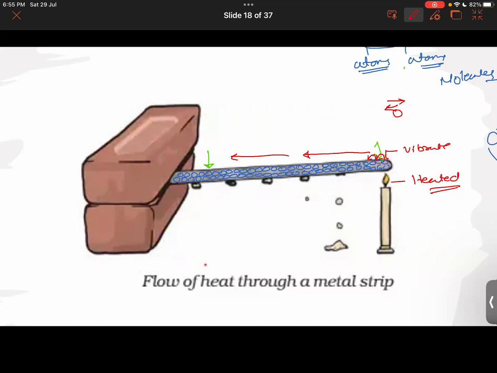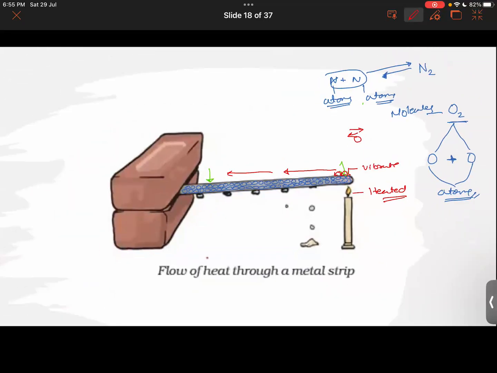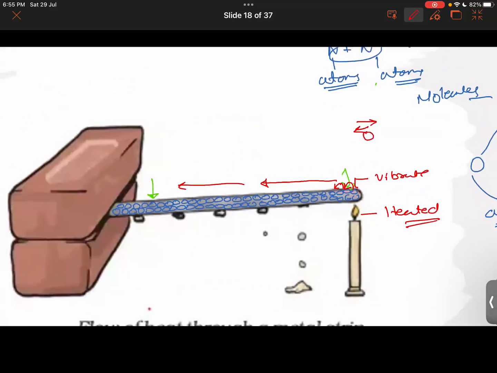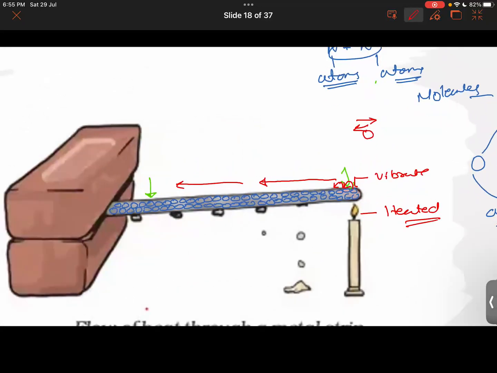So we can say that this method of transfer of heat from a hotter part to a colder part of an object due to collision of its particles without actual movement of the particles from their position is called conduction. Let me repeat it. We know what is happening here. The molecules are under continuous vibration. They are colliding with each other.